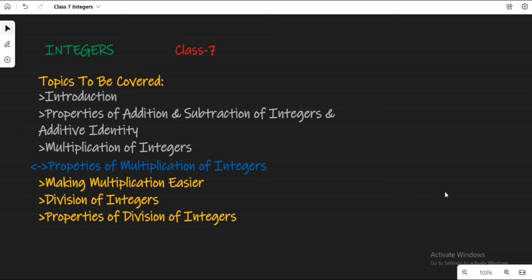Today we are gonna be continuing the chapter Integers of class 7. In the earlier parts of the same chapter we covered the introduction of the chapter, properties of addition and subtraction of integers, additive identity, and multiplication of integers. In this part we are gonna be covering properties of multiplication of integers. In the upcoming videos of the same chapter, we are gonna be covering making multiplication easier, division of integers, and properties of division of integers.